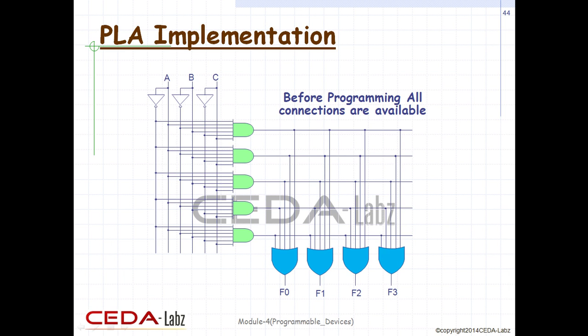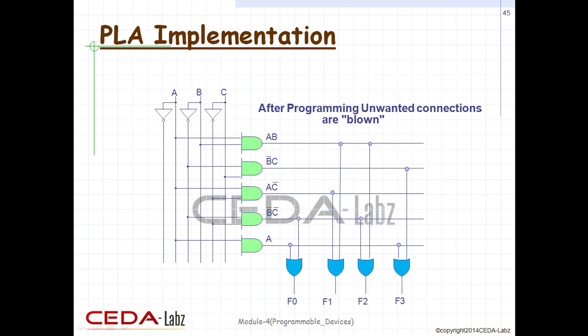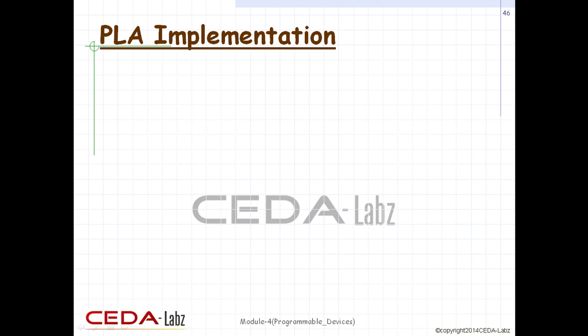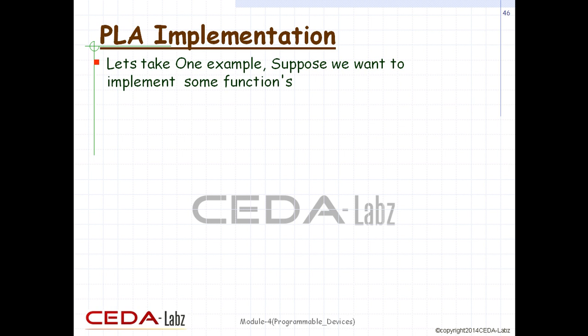Normally, in PLA implementation before programming, all the connections are available. In this slide, as you can see, some connections are not there in the figure, and some are present. During the programming of a programmable logic array, all the unwanted connections are blown up and only the required input connections remain. Let's discuss PLA implementation by taking one example.